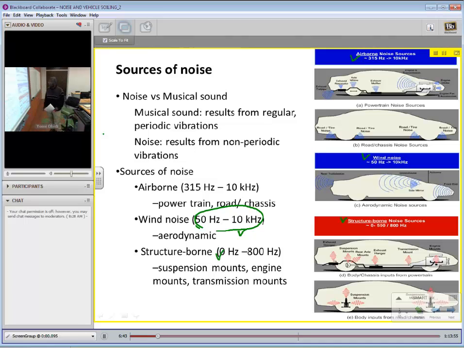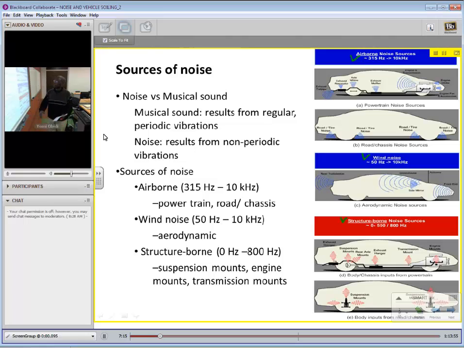The structure-borne noise can range from as low as 0 hertz to 800 hertz. And that's the kind of noise we get from suspension mounts, kind of like whining noise, sometimes very tiny, but it's there, kind of like a mosquito spinning around somebody's ear. Can be annoying sometimes. The noise from engine mounts and the noise from transmission mounts. Those are the main classification of those types of noise.